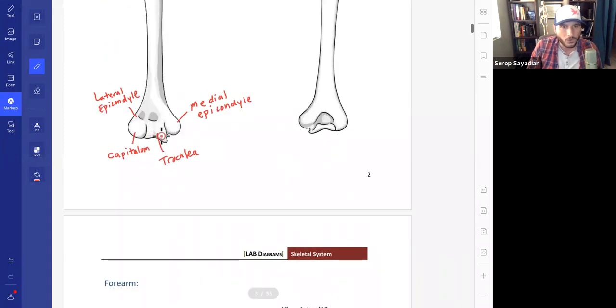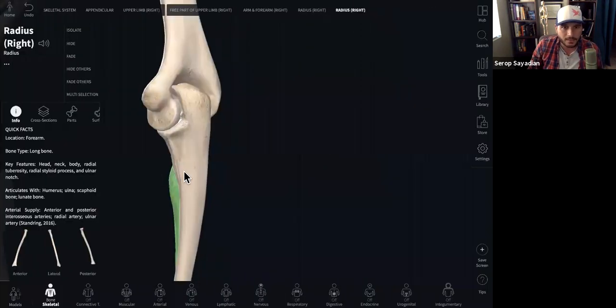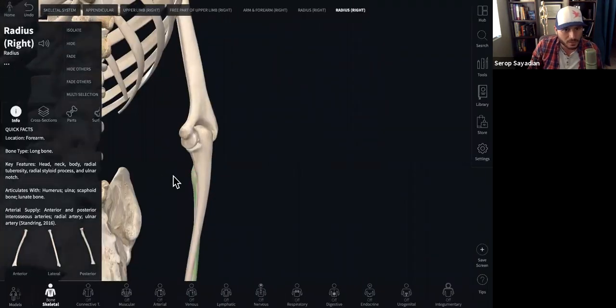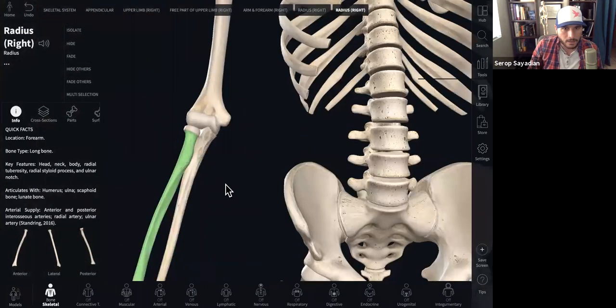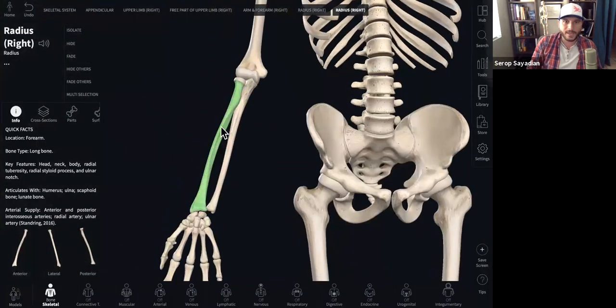So the ulna, that C shape, is wrapping around the trochlea. And what that's allowing for is flexion and extension of the forearm. So whereas radius was letting you supinate and pronate or rotate like this, ulna is allowing for flexion and extension of the elbow. So these two bones serve different purposes at that joint level.